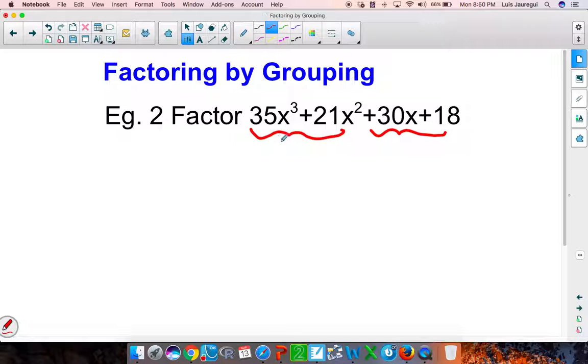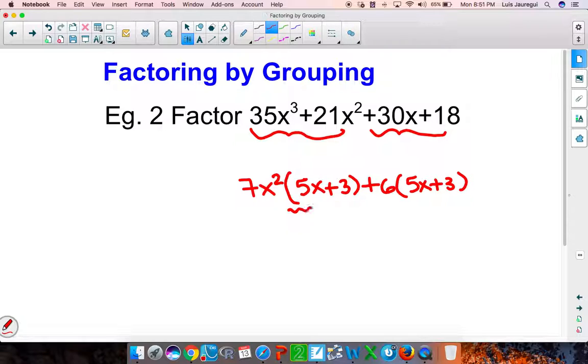Now, notice for the first pair, the greatest common factor happens to be 7x squared. Now, let's go ahead and divide 35x cubed by 7x squared. Notice you will get 5x. Then if you divide 21x squared by 7x squared, you're going to get 3. So that's plus 3. Now we take a look at 30x and 18 and find out what is the greatest common factor. In this case, it happens to be 6. Okay, so we have plus 6. 6 times 5x will give you the 30. And 6 times 3 will give you the 18.